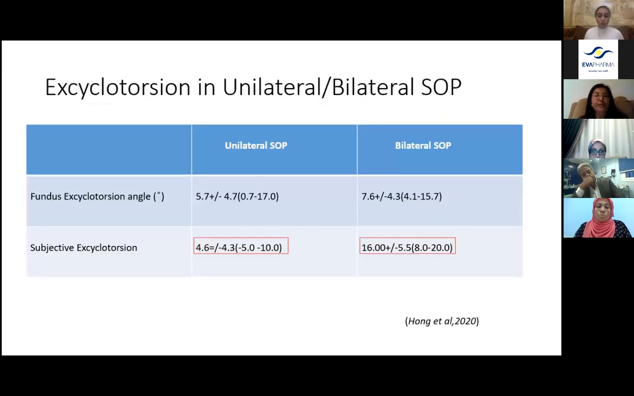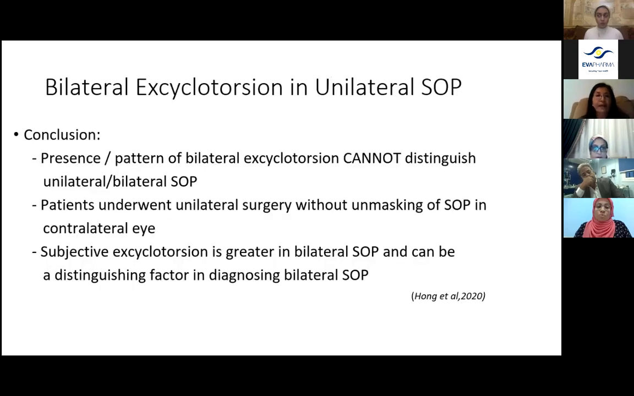They also compared the angle of the excyclotorsion in unilateral and bilateral superior oblique palsy cases, and found that there was very little or an insignificant difference in the fundus excyclotorsion angle, but a significant difference in the subjective excyclotorsion angle. It was much larger in the bilateral superior oblique palsy cases than in the unilateral superior oblique palsy cases. They concluded that the presence and the pattern of bilateral excyclotorsion cannot distinguish unilateral from bilateral superior oblique palsy. You cannot use them to identify bilateral superior oblique palsy alone.